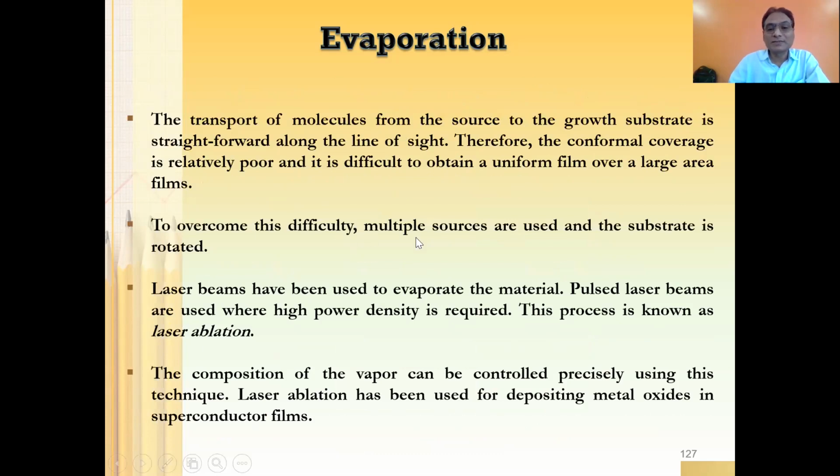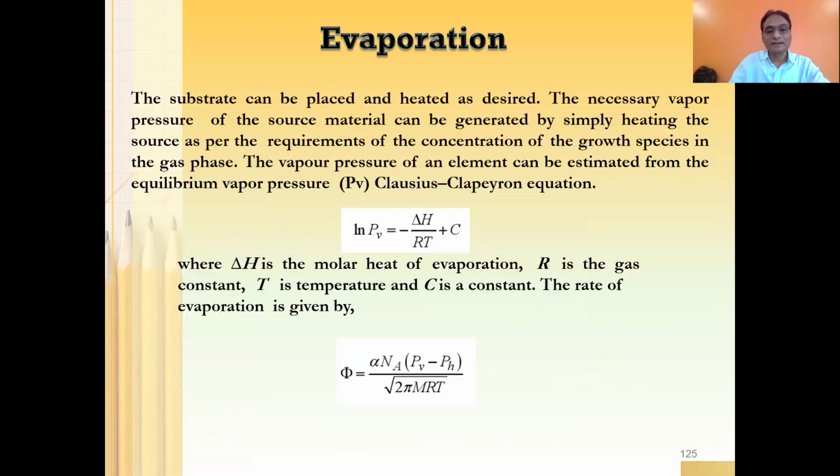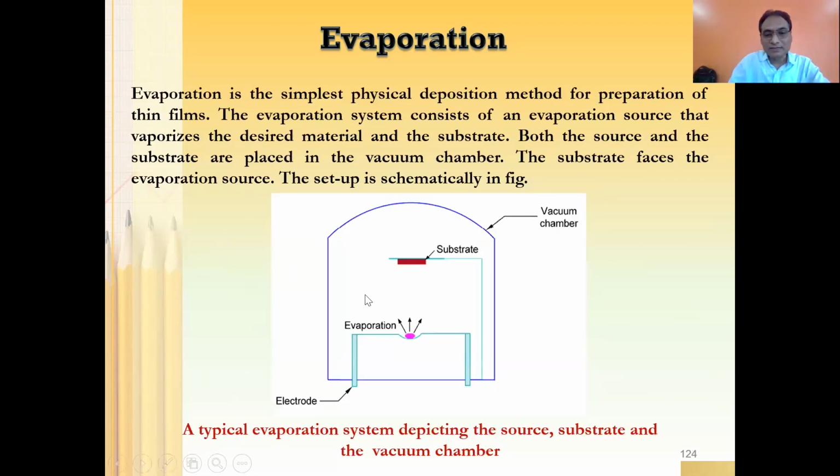To overcome this difficulty, multiple sources are used and the substrate is rotated. So either you can rotate the substrate, since back and forth will be really difficult. In most systems, it can be rotated in a circular manner, right? Number one. And number two, you can have multiple sources. Like you can see here, for example, if there are, let us say, three substrates, you can have three different sources here, so that they will be following a straight line trajectory, and there won't be any issues of uniformity of the film.